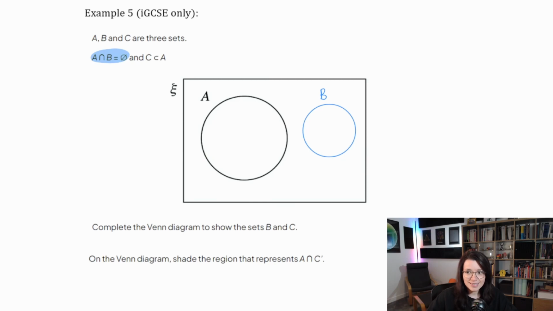And then it says C is a subset of A. That means it's within A. Everything that's in C is also within A. So we can draw C as a circle inside the A circle. That's us completing the Venn diagram to show these sets B and C. And then they want us to shade the region that represents the intersection of A and not C. So where do A and not C overlap each other? That's got to be just this green part here.